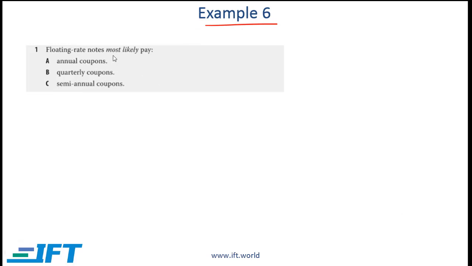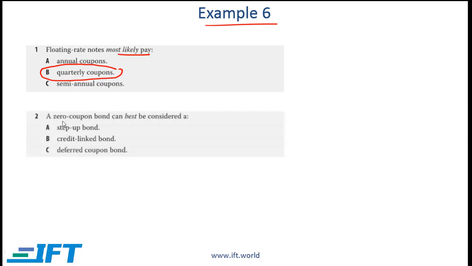Floating rate notes most likely pay annual coupons, quarterly coupons, or semi-annual coupons. This is something that I missed earlier, but it's just a fact that you need to know. Floating rate notes most likely pay quarterly coupons. Next point, a zero coupon bond can best be considered a step-up bond, credit-linked bond, or deferred coupon bond. You can actually think of a zero coupon bond as an extreme case of a deferred coupon bond because all the interest is being received at the end. There is no coupon in between.